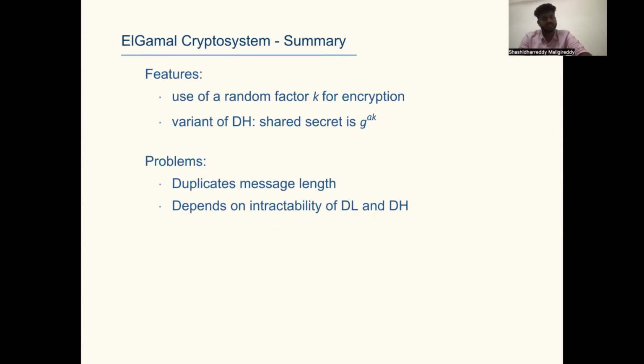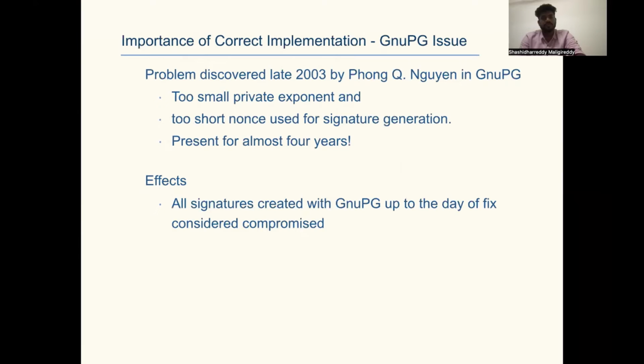So, ElGamal cryptosystem summary. It uses a random factor k for encryption, a variant of Diffie-Hellman shared secret g power ak. The ciphertext doubles the message length, and its security depends on the intractability of DL and DH. It's important. Now we'll discuss the importance of the k implementation.